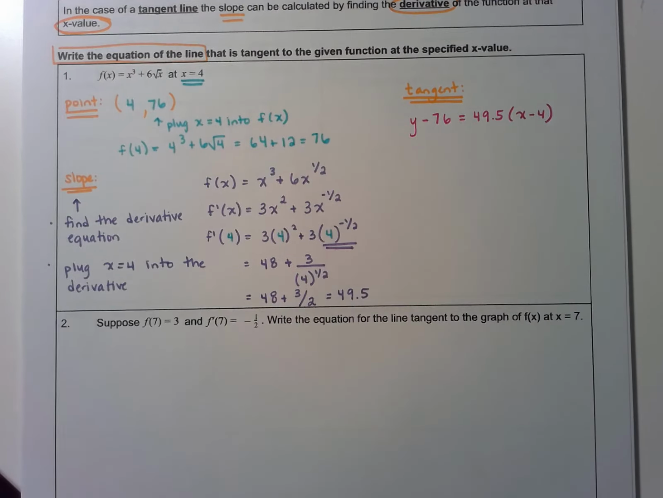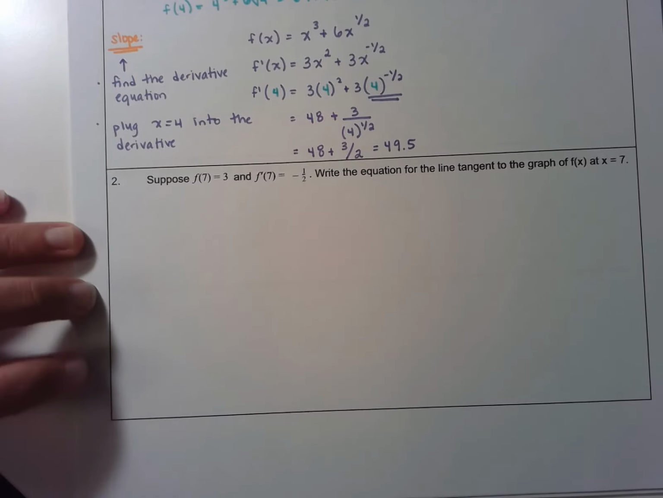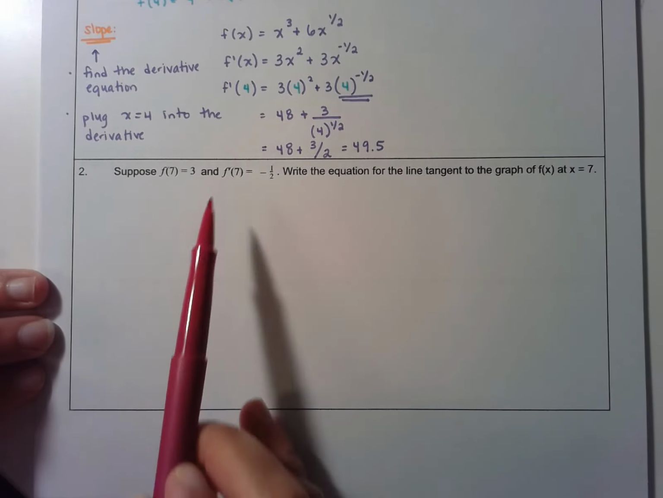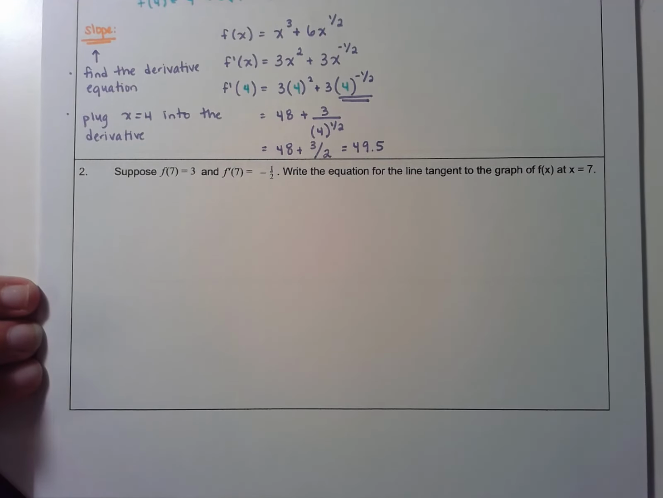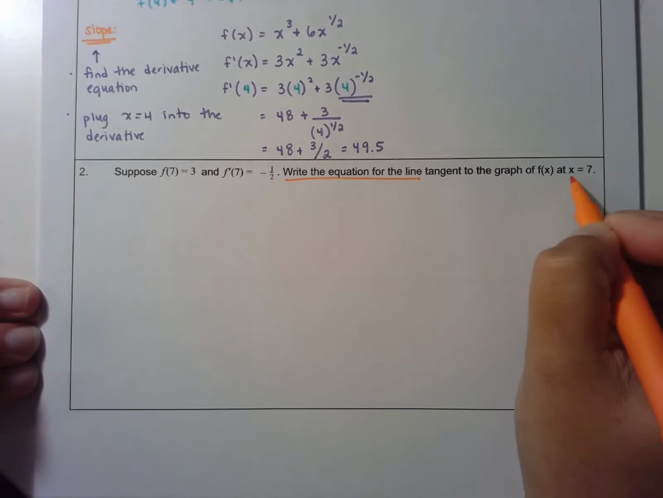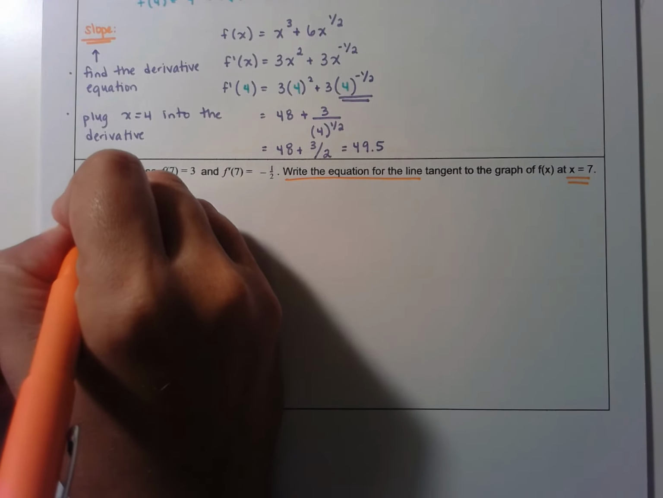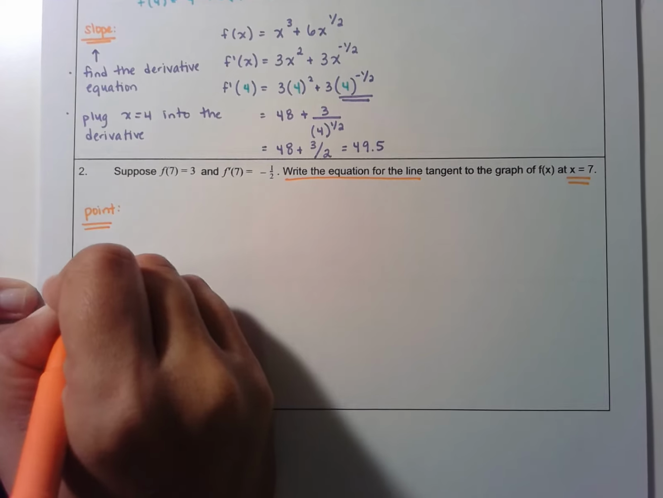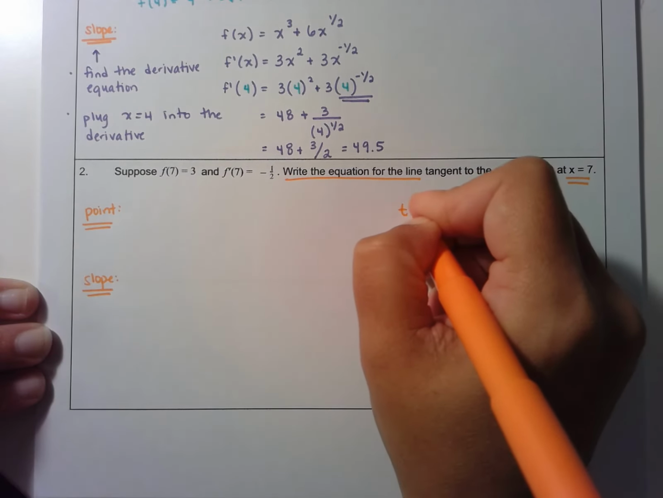Okay, let's do one more example with a tangent line. So in this case, it says a little bit of a different type of information. It says, suppose f of 7 is equal to 3 and f prime of 7 is equal to negative 1/2. The directions here say, write the equation for the line that is tangent to the graph at x equals 7. As soon as I see write the equation of the line, I'm going to make a list. Point, slope, and then tangent line.